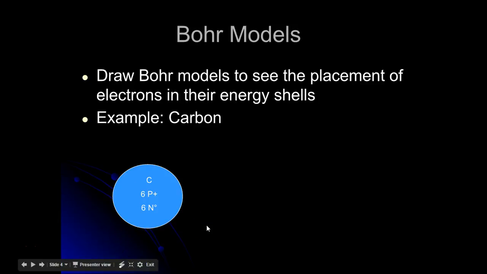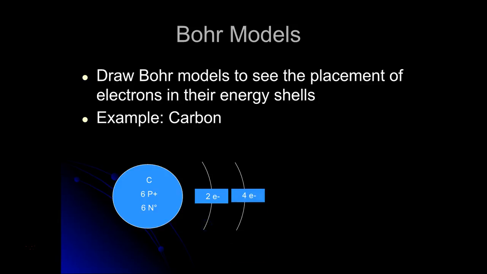And then you would draw orbitals to indicate how many electrons are in each orbital. So for carbon, we have 2 electrons in the first orbital, 4 electrons in the second orbital. And since 4 plus 2 equals 6, this is now a neutral atom. So we have the negative charges balancing out the positive charges.